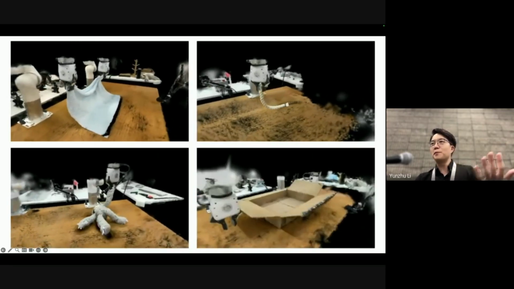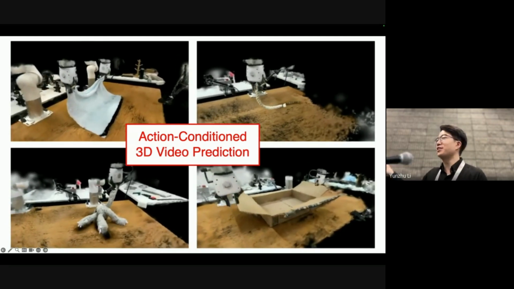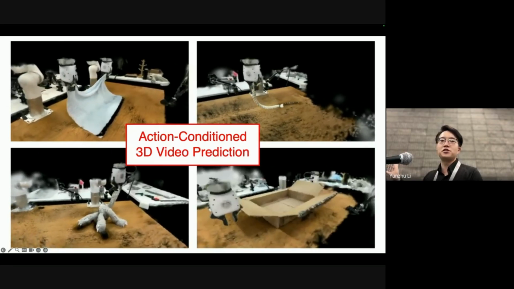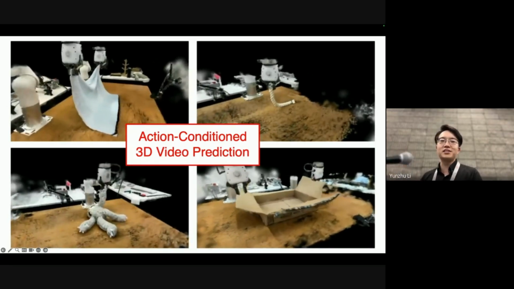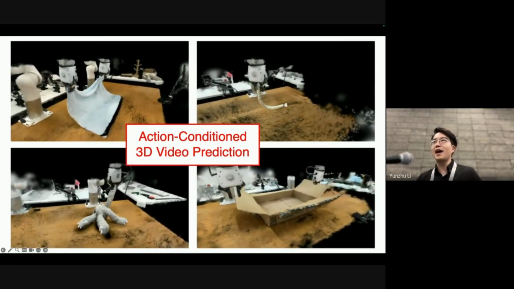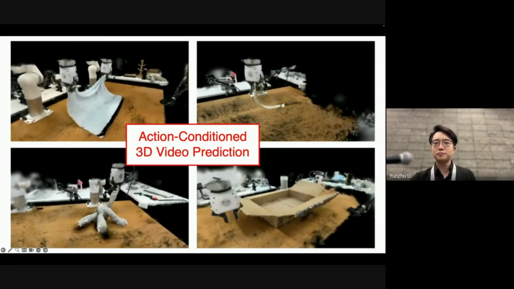For many of you who are familiar with dynamic Gaussians, I want to emphasize this is not dynamic Gaussian. Dynamic Gaussian is doing interpolation over time. We're doing extrapolation over time. This is indeed action-conditioned 3D video prediction that predicts the effects of the actions and how the environment is going to change, which is extrapolation over time.